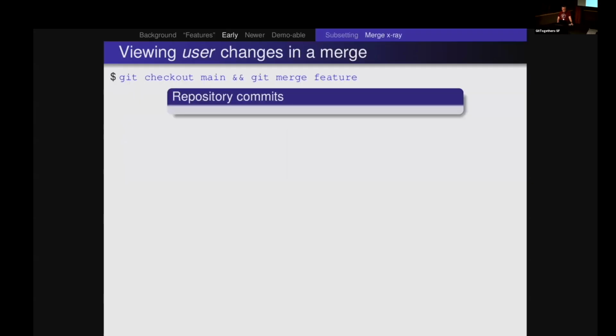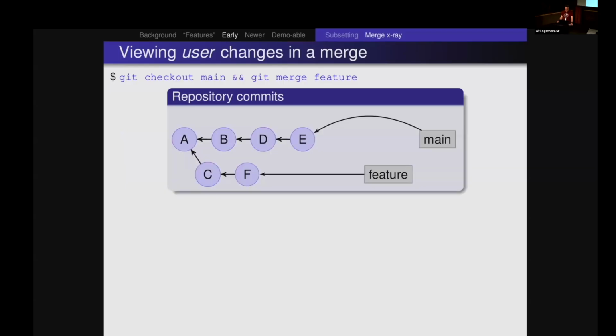Another feature came in trying to do an X-ray, or viewing the details about what happened inside of a merge. So I'll give a simple example. Let's say you've got a repository. You've got a number of commits on both the main and the feature branches, and you want to merge these together. So you check out the main branch, you run git merge feature, and Git starts to create a merge, but it runs into conflicts.